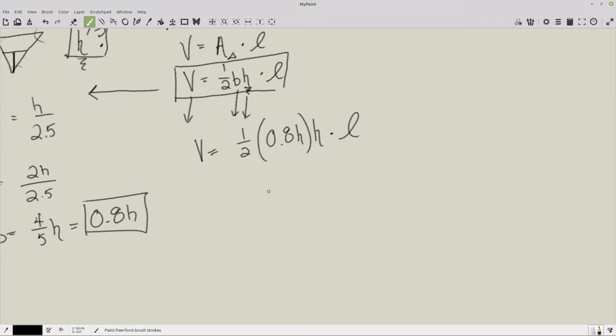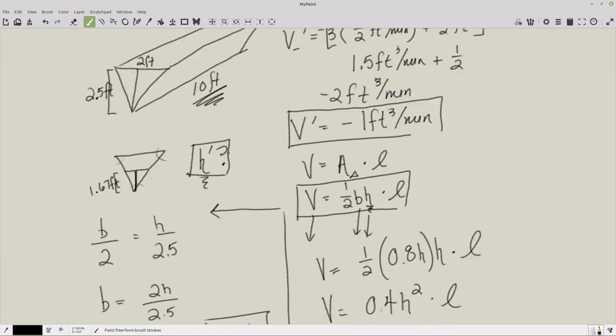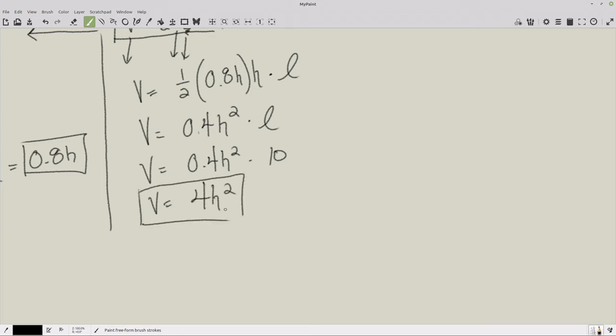Okay, so let's simplify this out. Let me draw a line here just to separate and give us some room. We have V equals, well, 1/2 of 0.8 is 0.4h squared, h times h, times L. L is a constant. L is right here, so I plug that in, and we get V equals 0.4h squared times 10. 10 times 0.4 is just 4. So we get V equals 4h squared. There is our volume formula here.